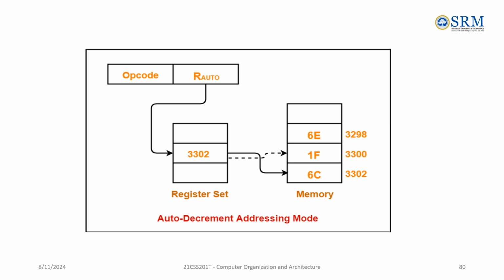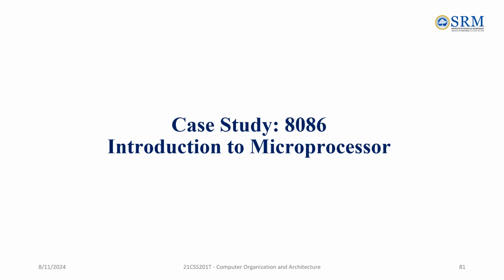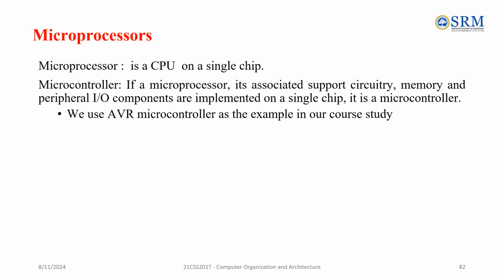So let's see a case study of 8086, which is one of the most initial processors. So what is a microprocessor? It is a CPU on a single chip. And then what is a microcontroller? If a microprocessor, its associated support circuitry, and memory and peripheral I/O components are implemented on a single chip, it is a microcontroller. We use the AVR microcontroller as an example in this study.